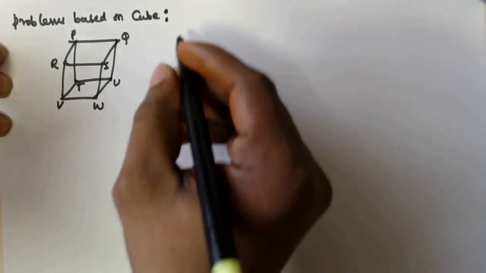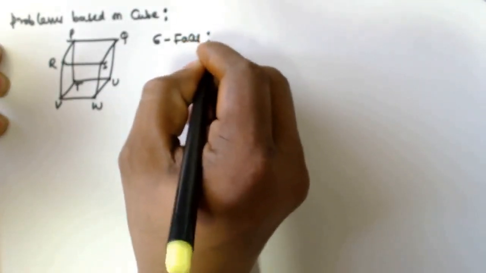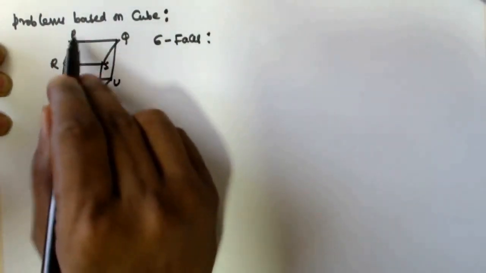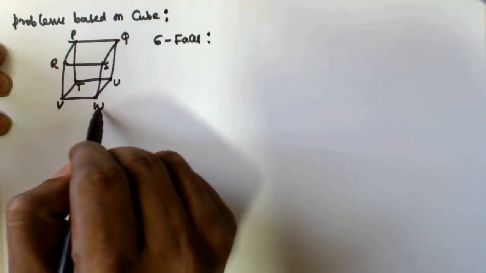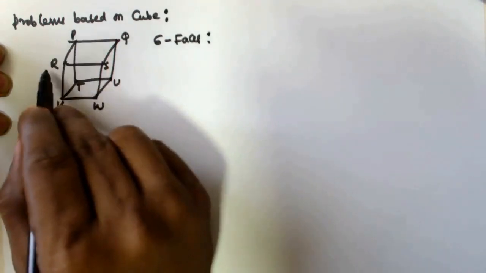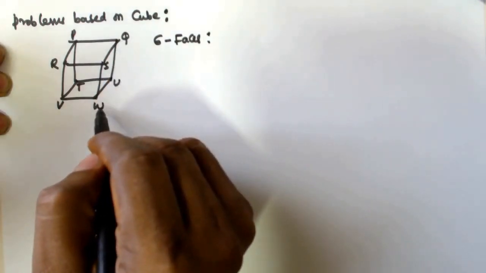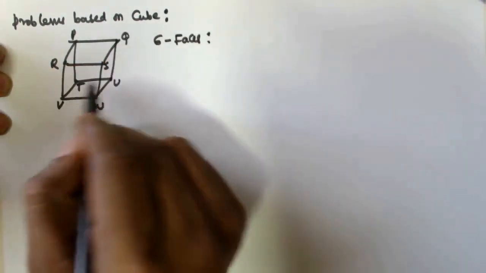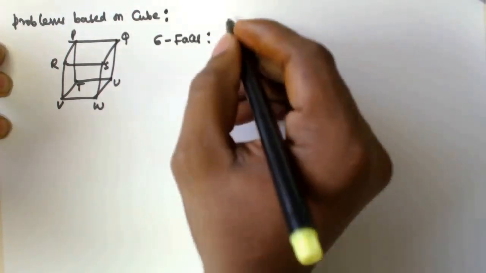A cube consists of 6 faces. Here the 6 faces are like this: PQRS is one, and the next one is TUVW. This is another face. PRTU is another face. SQUW is another face. RSVW is another face and PQTV is another face. So there are 6 faces in a given cube.